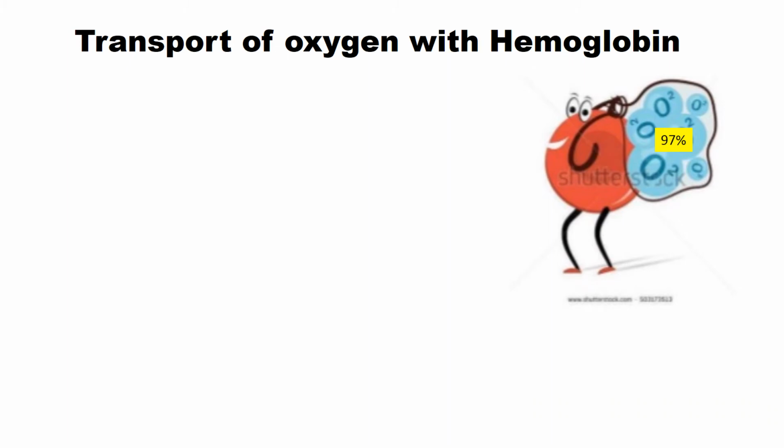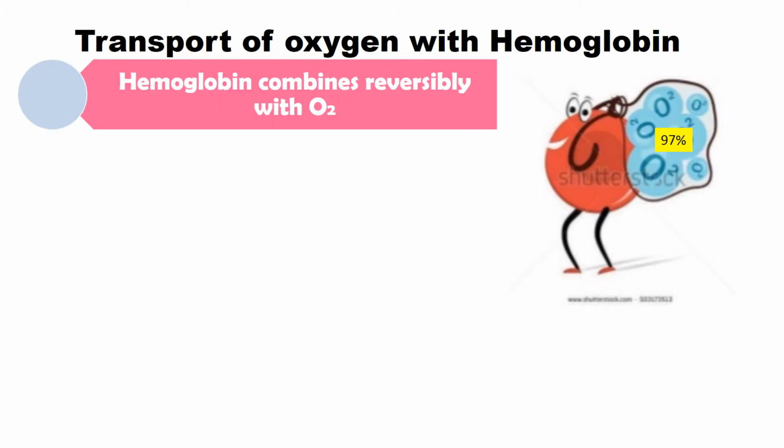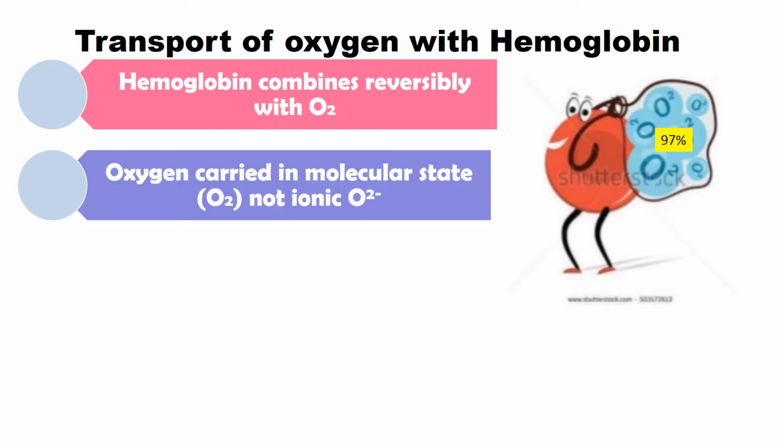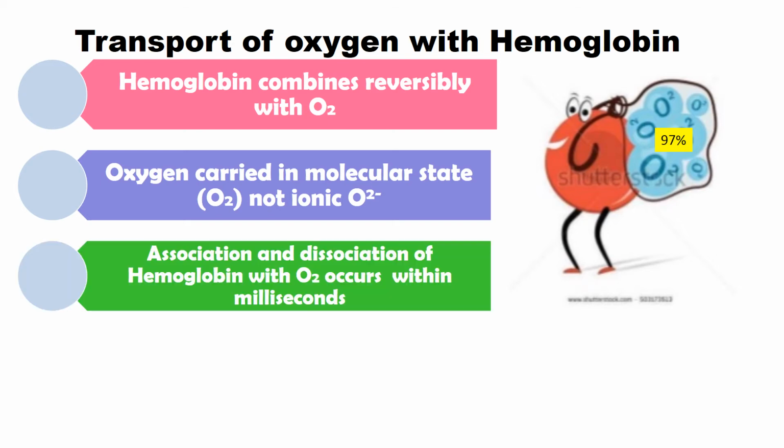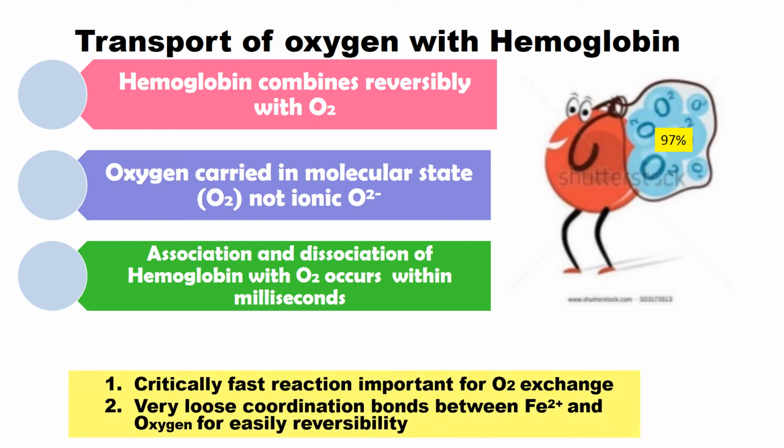Normally approximately 97% of the oxygen is carried with the chemical combination with hemoglobin from the lungs to the tissue. The salient features of such transport mechanisms are that hemoglobin combines with oxygen in a reversible fashion, and secondly the oxygen which is being carried by the hemoglobin is in the molecular form and not the ionic form. The association and the dissociation of the hemoglobin with oxygen occurs within milliseconds. This is a very critically fast reaction and it is very important for the oxygen exchange.